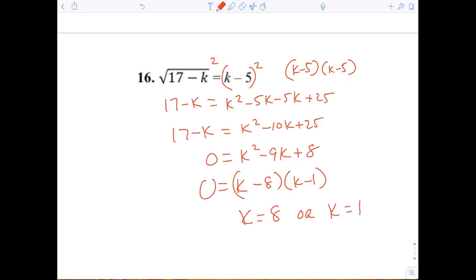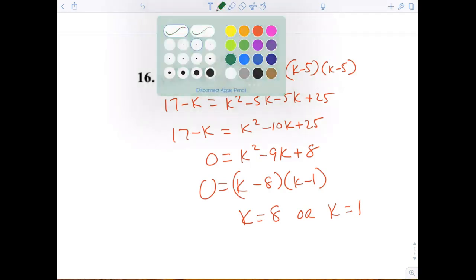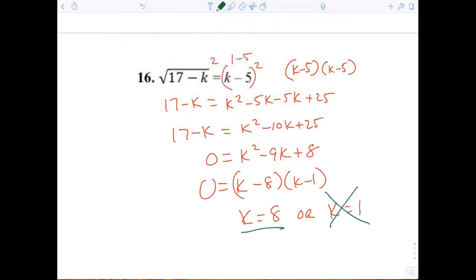But can it be 1? No, because 1 minus 5 would be a negative. Does everybody hear me? So this is no solution here for this guy. All right? Is everybody with me?